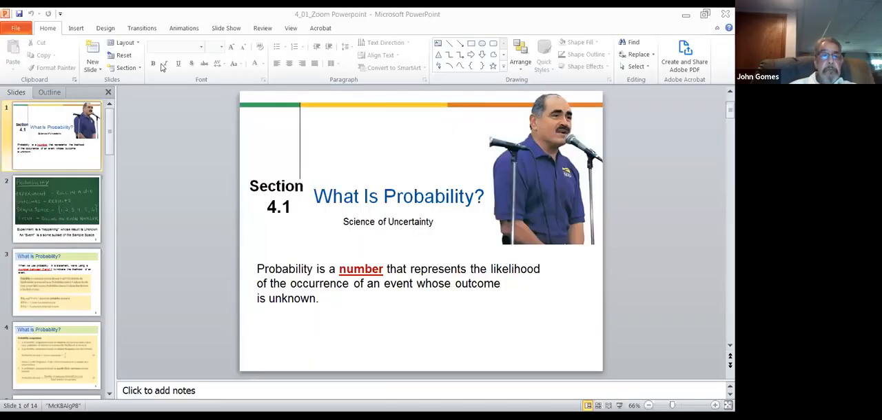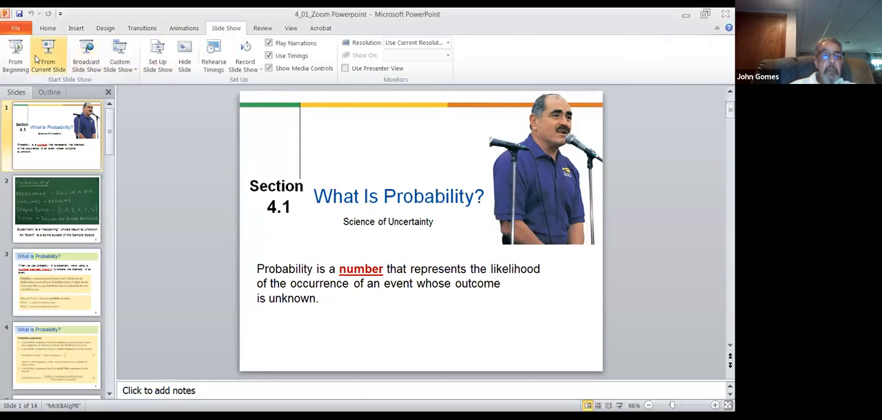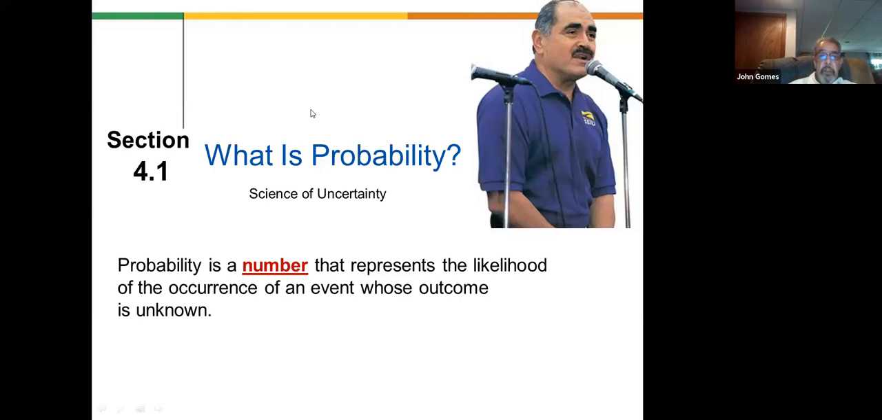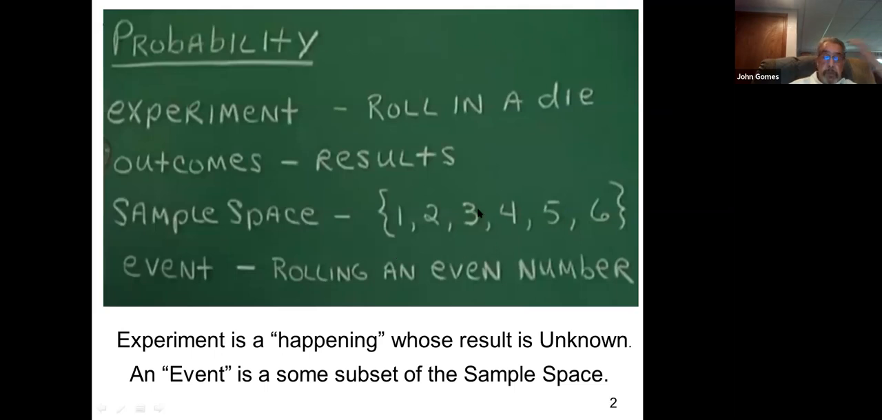Here we go. What I've done with these two PowerPoints is I've condensed them to just focus on the things that you need for tomorrow. I'm not going to go through the entire PowerPoint. You've already watched that. So first of all, what is stats? What is probability? Science of uncertainty. First of all, probability is a number that represents the likelihood of the occurrence of an event whose outcome is unknown. All right. Now, you have experiments.